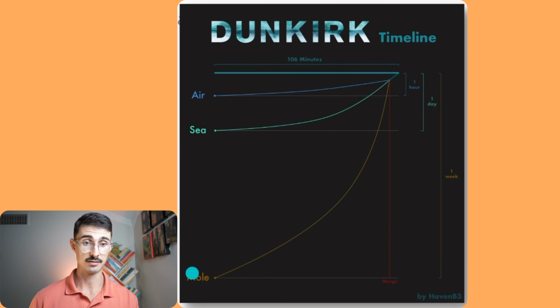We've got the land storyline, the sea storyline, and the air storyline. And this is the point at which they converge, or as Nolan says, the point of confluence. The land storyline takes place in the movie over the course of a week. The sea storyline takes place over the course of 1 day. And the air storyline takes place over the course of 1 hour.